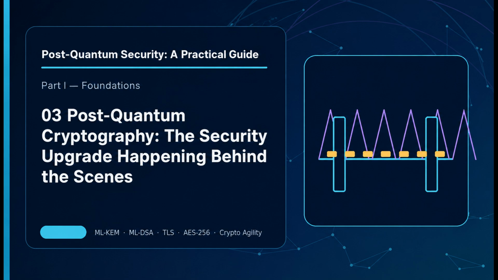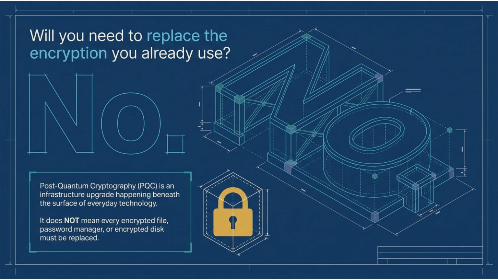Today's widely used public key systems, including RSA and elliptic curve cryptography, could be vulnerable to a future large-scale quantum computer. PQC replaces those vulnerable components with new algorithms designed to resist quantum attacks. It is not a replacement for every kind of encryption, and most of the transition will happen behind the scenes. There is no need to panic.